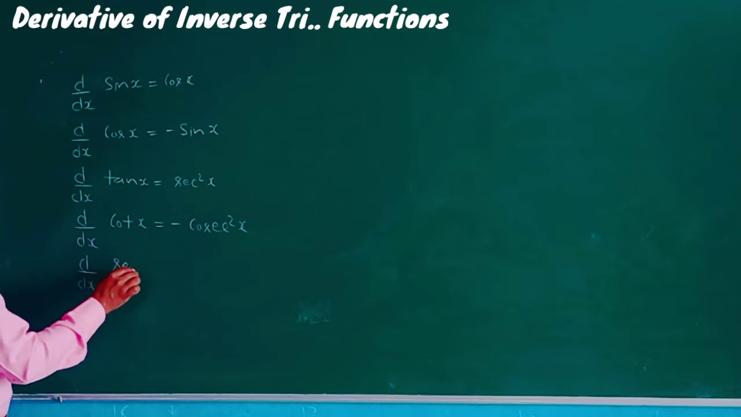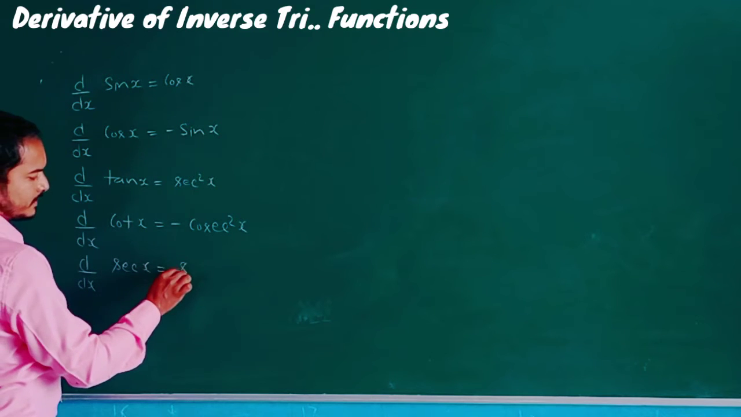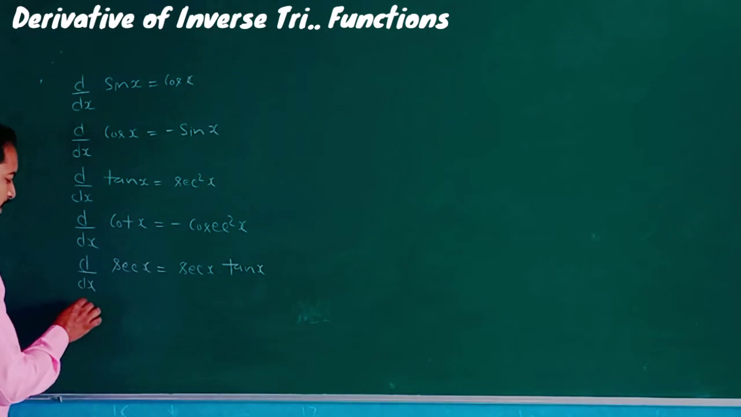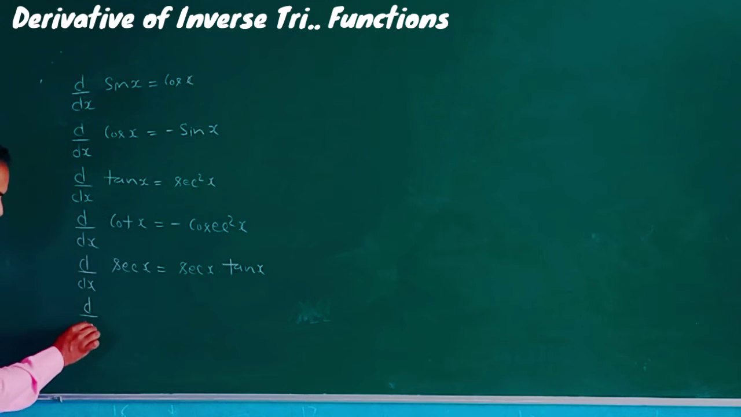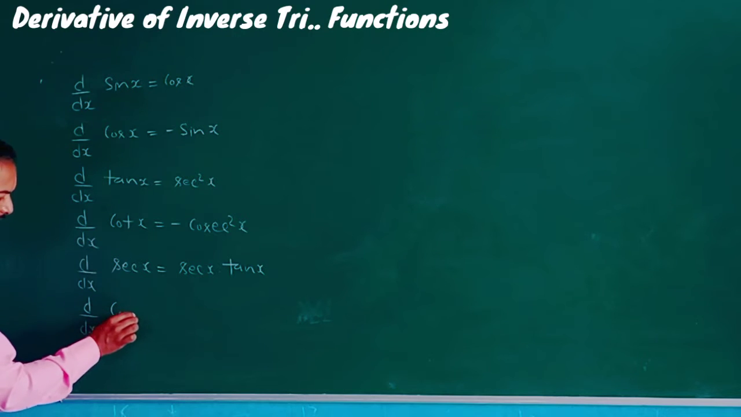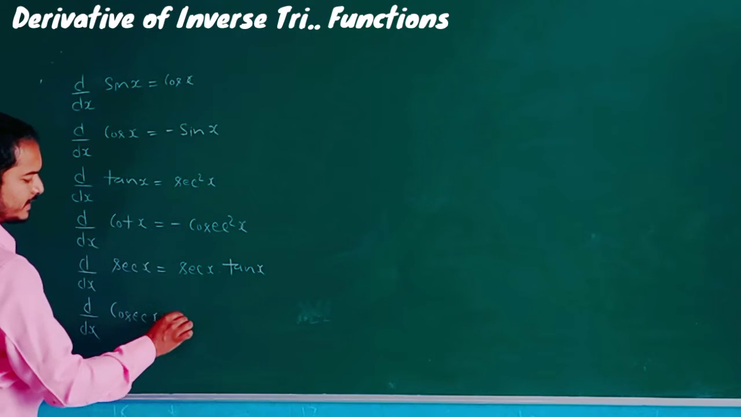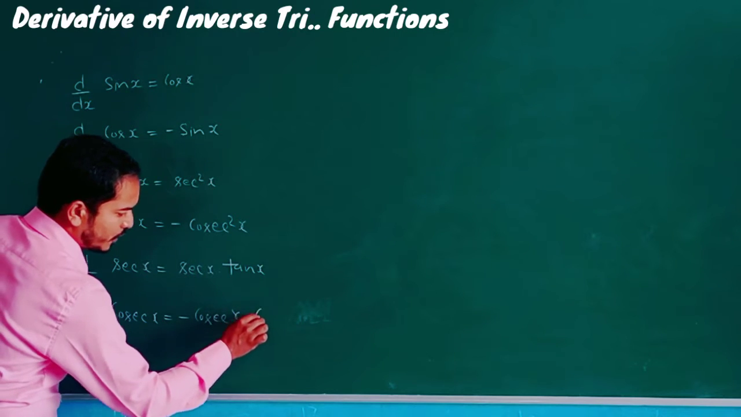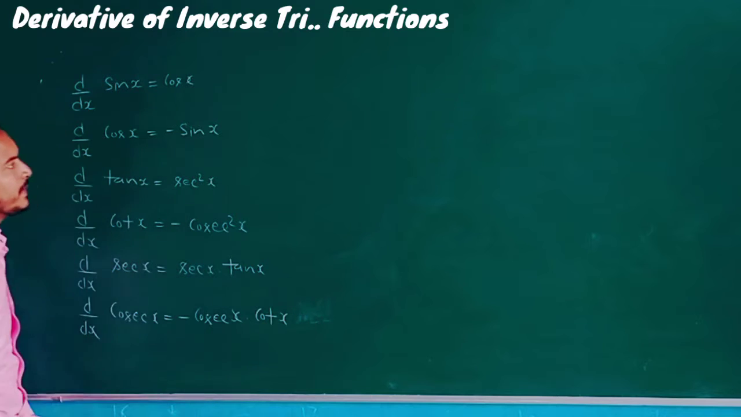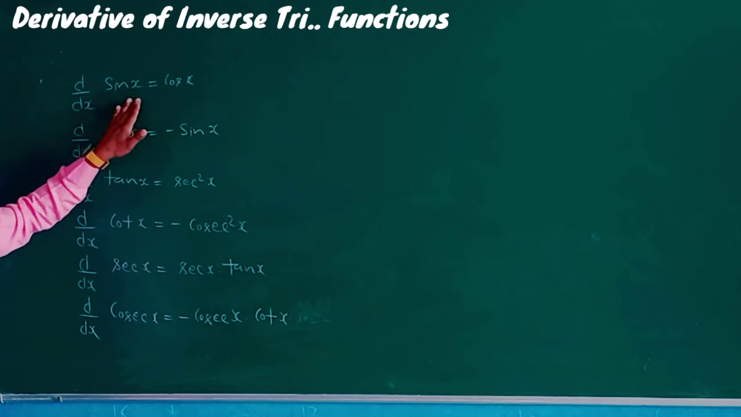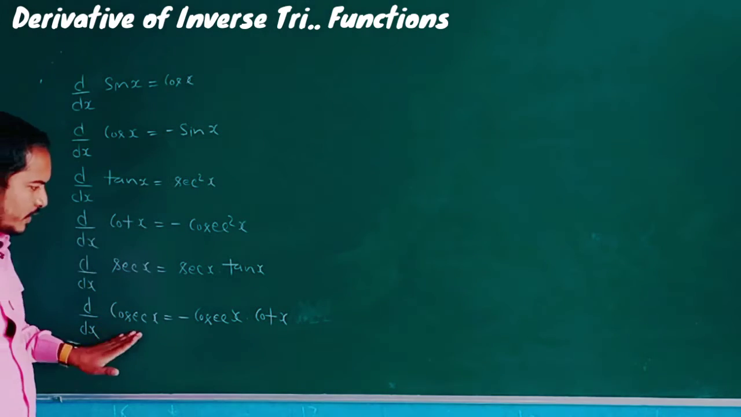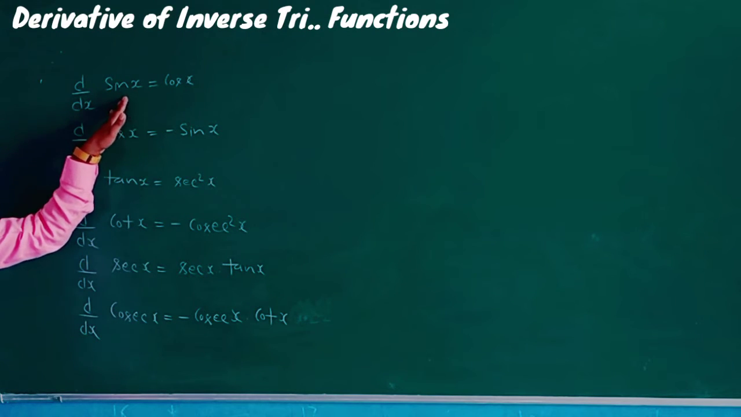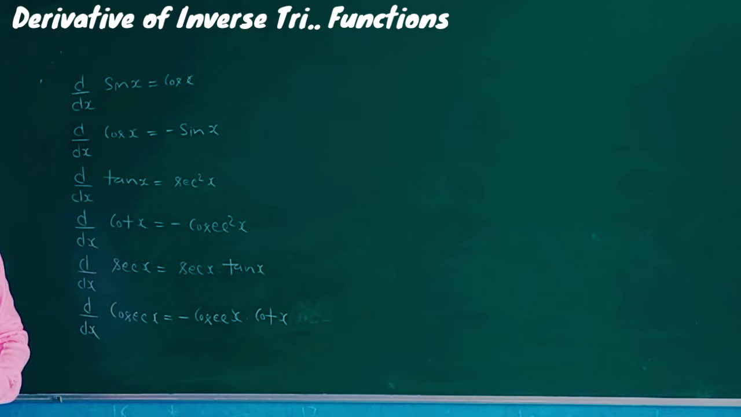trigonometric function, that is sec x, it is sec x into tan x, and the derivative of last trigonometric function cosec x, that is minus of cosec x into cot x. So here I have written the 6 trigonometric ratio, that are sin, cos, tan, cot, sec and cosec. And you have already studied about the derivative of trigonometric functions by first principle in class 11th.